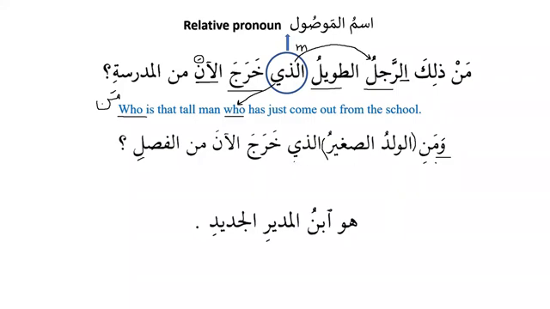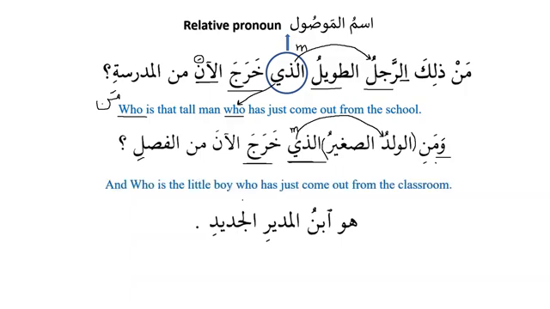Alladhi is a relative pronoun, ismul mawsul, and after alladhi we must have a complete sentence. It can be a verbal sentence, it can be a nominal sentence, and sometimes we can have jar majroor after that as well. So kharaja, he went out. So he basically is used for alladhi, he went out. And here alladhi is used for what? It is used for al-waladu. And again, let me repeat that alladhi is used for singular masculine. Kharaja al-ana min al-fasli, left the classroom right now.